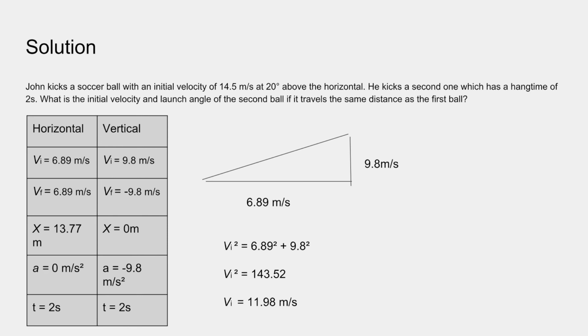In order to find the launch angle, we're going to take the inverse tangent. So we have the inverse tangent of 9.8 over 6.89, which would give us the angle, and that angle would be 54.91 degrees.